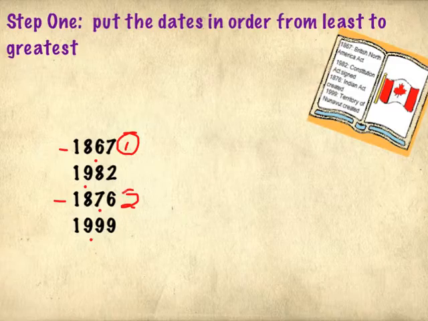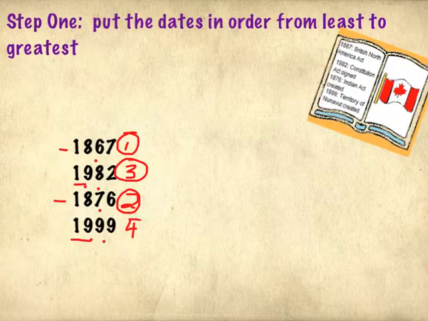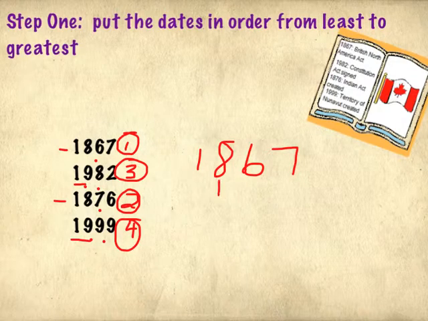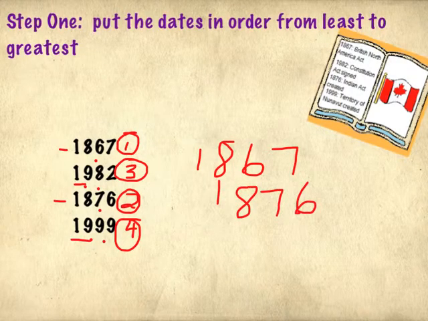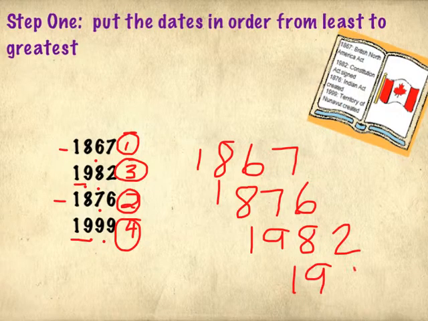This will come second. Now I'm going to go back to my 9s. 19 and 19, that doesn't really help me, so I'll look at the 10s. I have an 8 and a 9, which means this one comes next, and this guy comes last. So now they're in order. I know it goes 1867, 1876, 1982, and 1999. So now I have my dates in order.